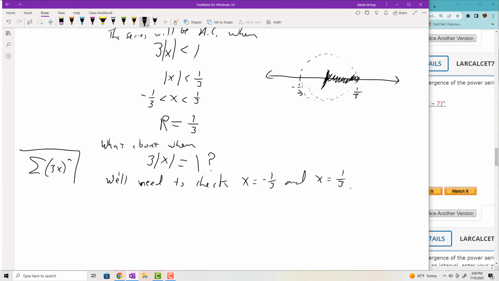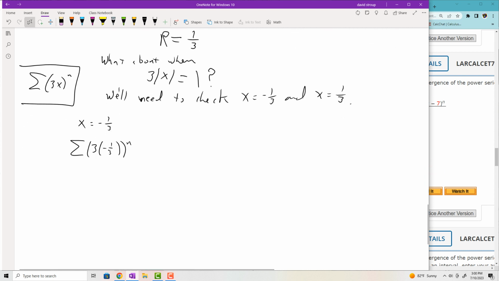Right. So we're going to try x equals negative 1/3. And wherever you see an x in the power series, you're replacing it with a negative 1/3. Okay, and then you've got to use your rules of exponents and algebra or arithmetic to simplify. This will be negative 1 to the n. And this is geometric, right?